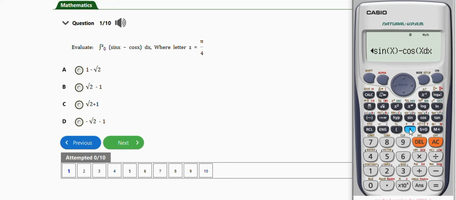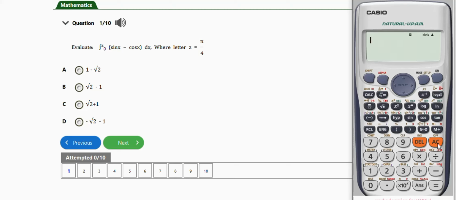Close the bracket. One more thing, ensure the brackets are balanced. If the brackets are not balanced, we have a syntax error. So let's check. How many brackets are on the left? We have 1, 2 and 3. How many are on the right? We have 1 and 2. It's not balanced, so to balance it, put an extra one. Let's press equal to see the output. We have minus 0.414. So right now, let's simplify the options, since minus 0.414 will be the answer.